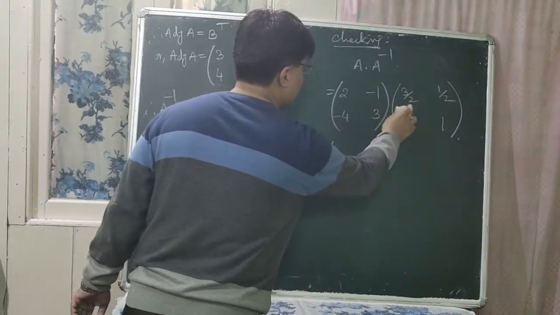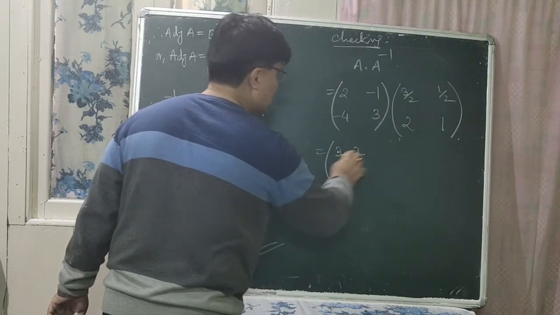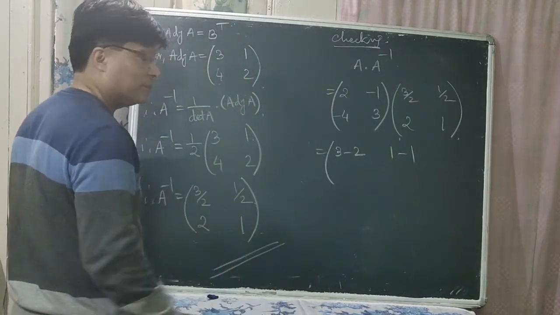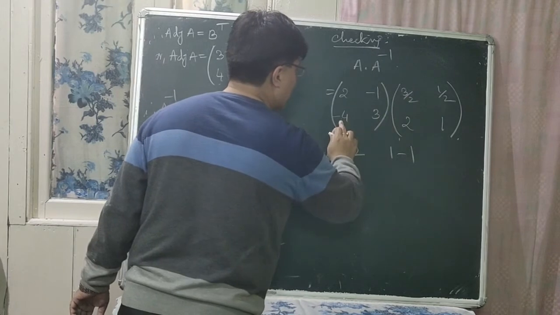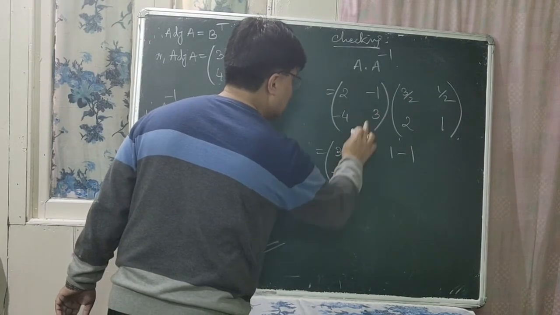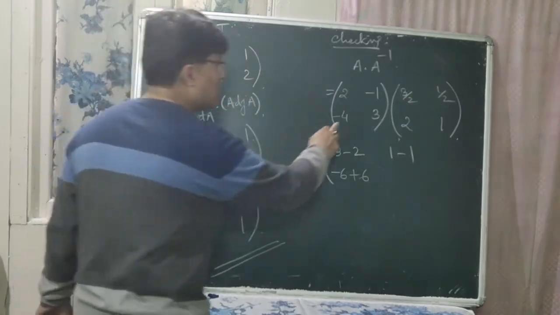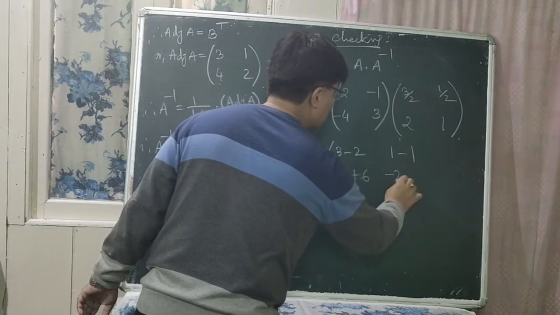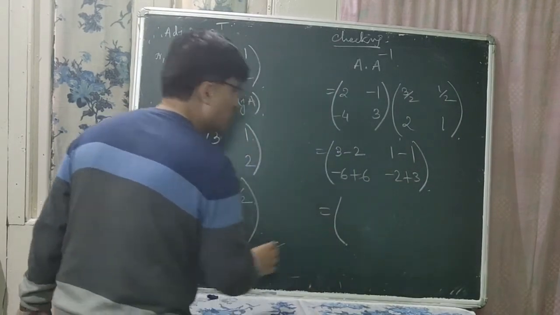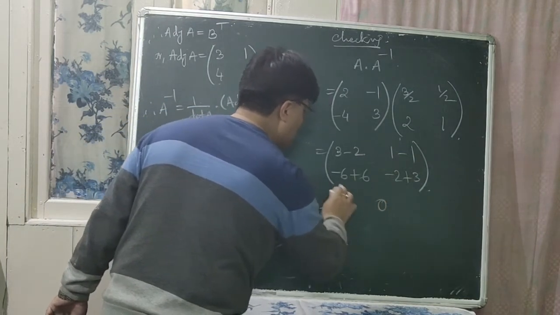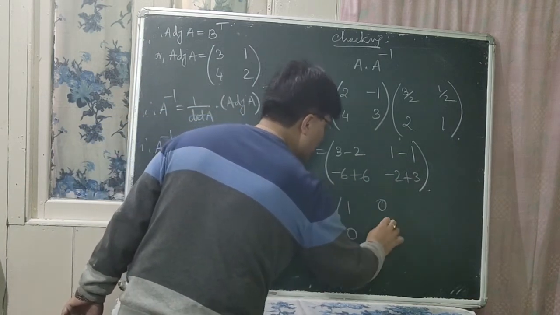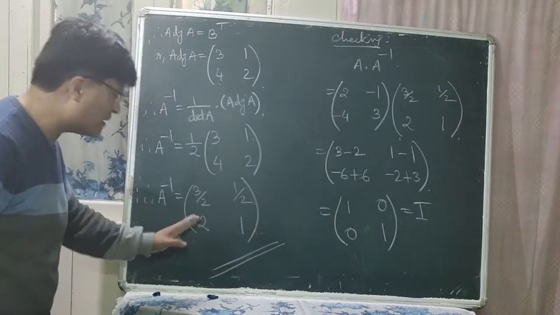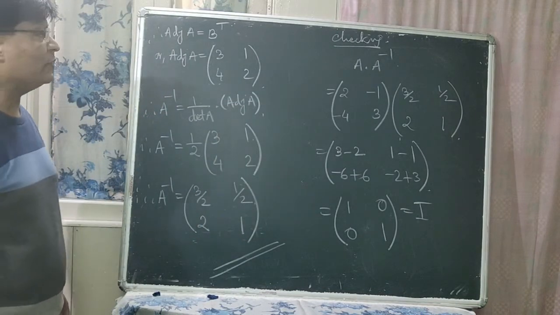First row by first column: 2 into 3 by 2 is 3, minus 1 into 2 is minus 2. Then 2 into half is 1, minus 1 into 1 is minus 1. Then second row by first column: minus 4 into 3 by 2 is minus 6, 3 into 2 is plus 6. Minus 4 into half is minus 2, plus 3 ones are 3. So 3 minus 2 is 1, 1 minus 1 is 0, minus 6 plus 6 is 0, and minus 2 plus 3 is 1, which is equal to I. That means we are getting A dot A inverse is equal to I. So this is the correct answer. Is that clear to all of you?